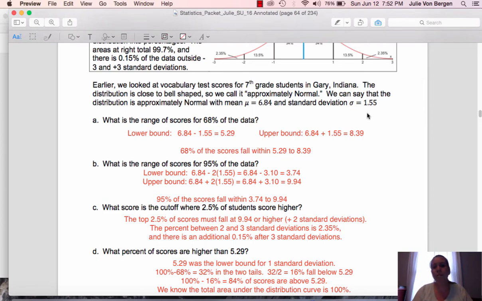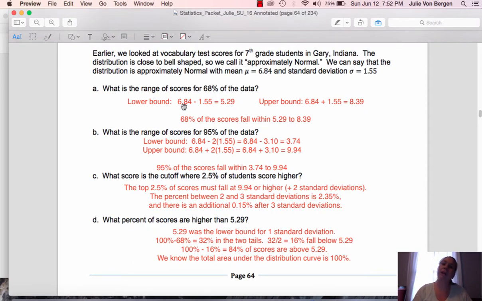So we want to know, what's the range of scores for 68% of the data? So 68%, remember, is up and down 1 standard deviation. So we take our mean and subtract 1 standard deviation. So 6.84 minus 1.55 gives us 5.29. So we call that our lower bound. For our upper bound, we start again with the mean and we add 1 standard deviation to get 8.39 as our upper bound. So we can say 68% of the scores fall within scores from 5.29 to 8.39.